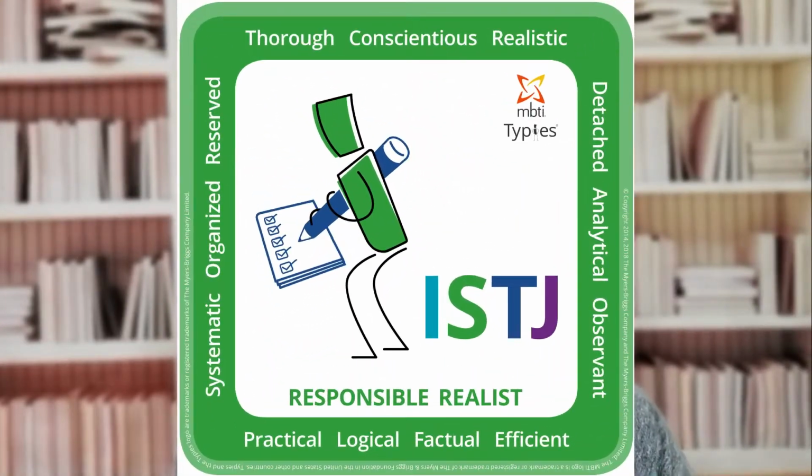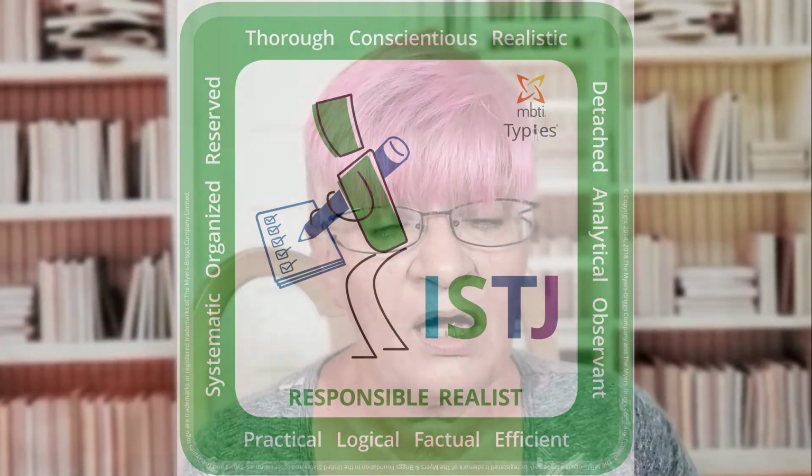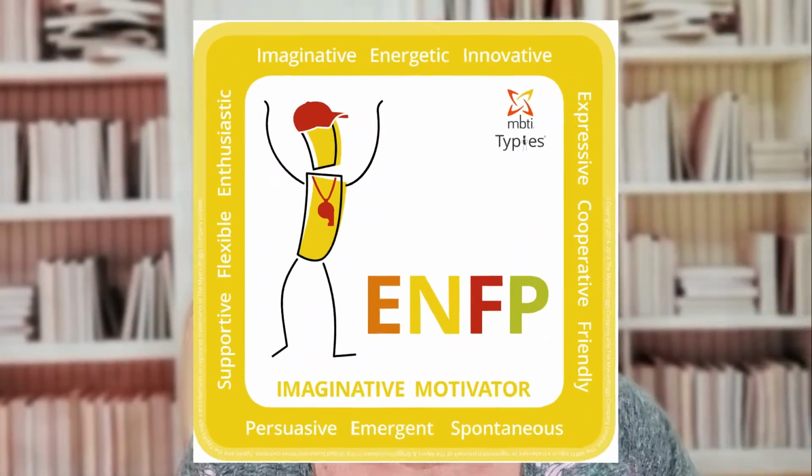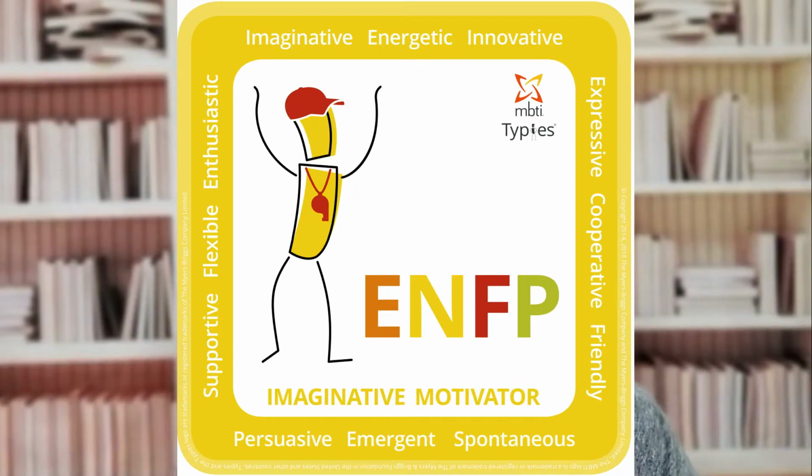ISTJ compared to its opposite, ENFP. So let's get right into the comparison. So let's start with the ISTJ, which stands for introvert, sensing, thinking, and judging. And its opposite is ENFP, extrovert, intuition, feeling, and perceiving.